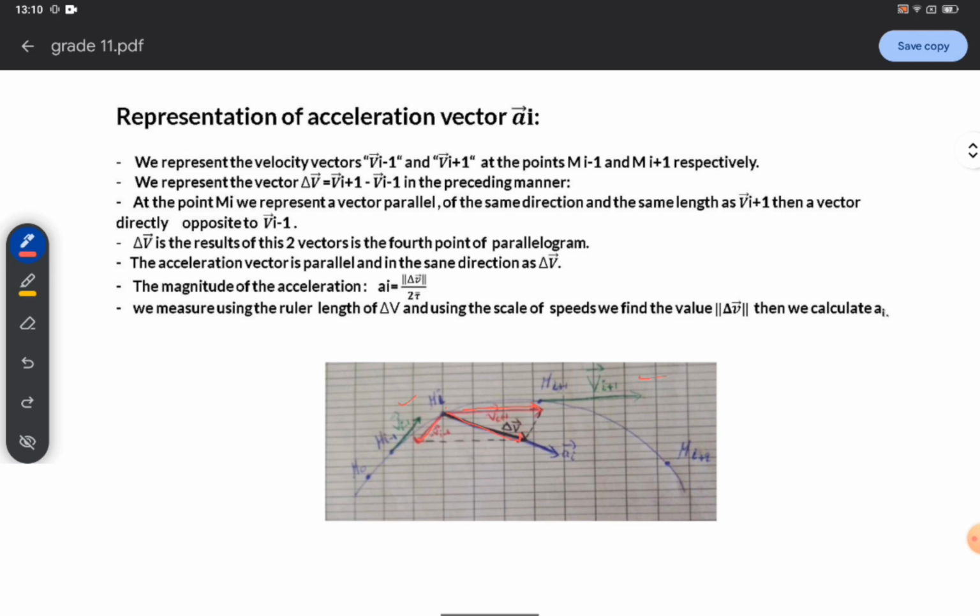The acceleration vector is parallel and in the same direction as delta v, like this. The magnitude of the acceleration ai is equal to the magnitude of delta v over 2 tau. We measure the length of delta v using the ruler, and using the scale of speeds we find the value of the magnitude of delta v, then we calculate ai.